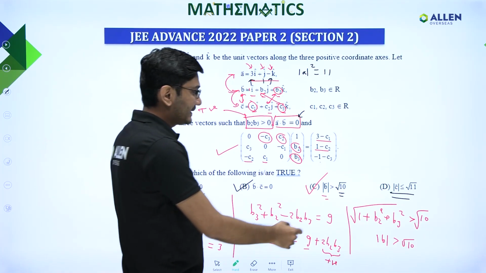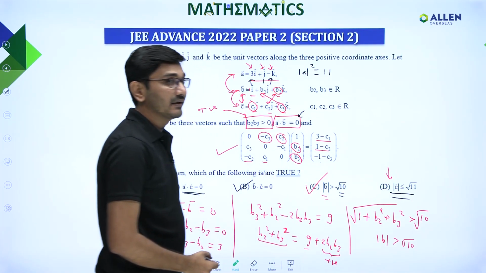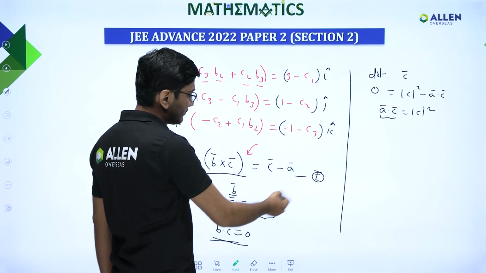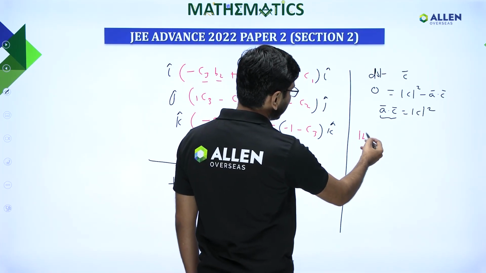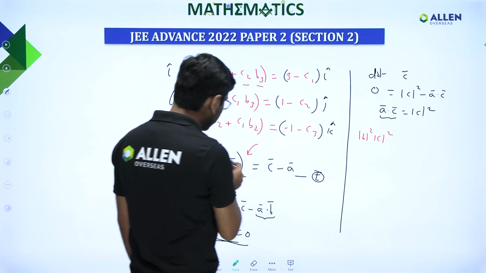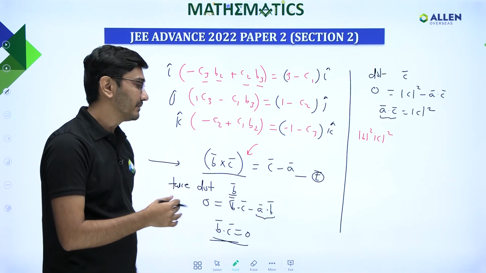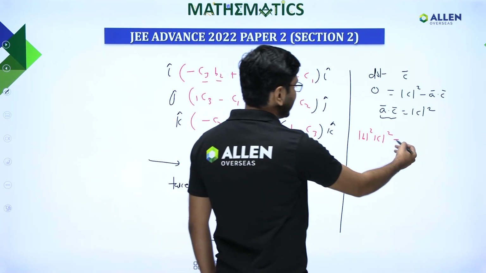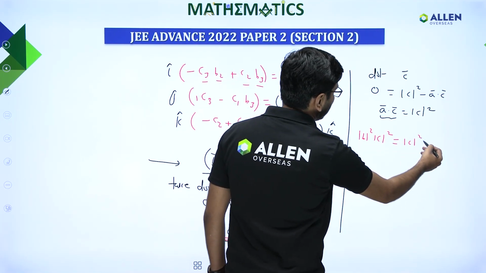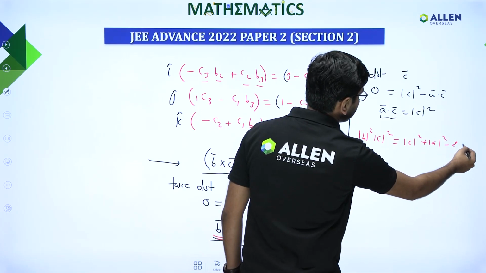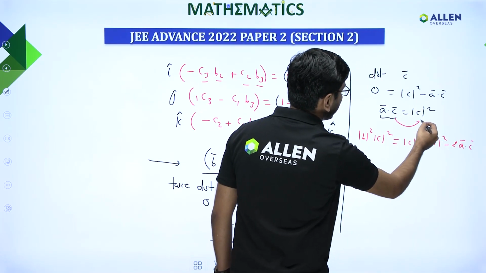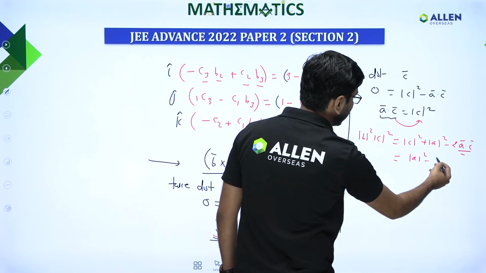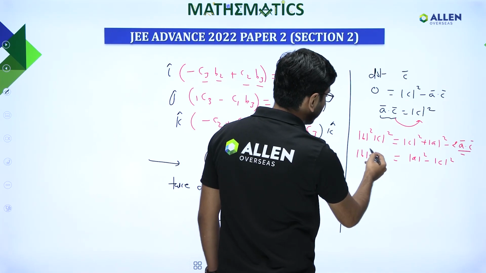Now, we have to just check this mod c value. To check this mod c value, I will just square this equation. This equation is b bar cross c bar equal to c bar minus a bar. So, squaring, I will get mod b square mod c square, with sin theta being sin 90 because these two vectors are perpendicular, and on the right side I will get mod c square plus mod a square minus 2 times a dot c. But a dot c we got as mod c square. So, if I put that mod c square value here, I will get mod a square minus mod c square, and here mod b square mod c square.